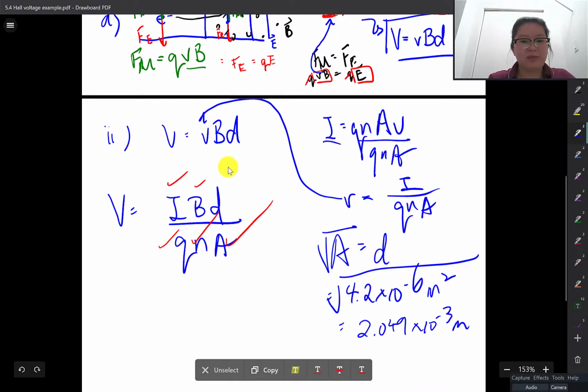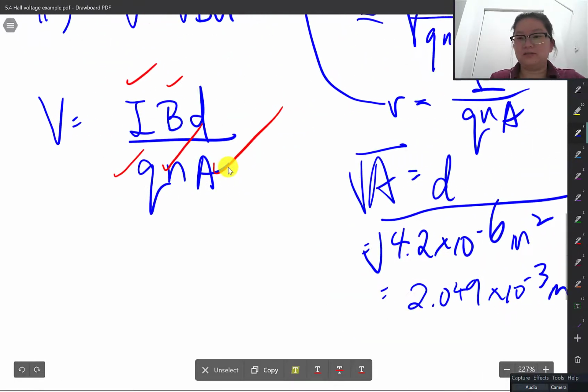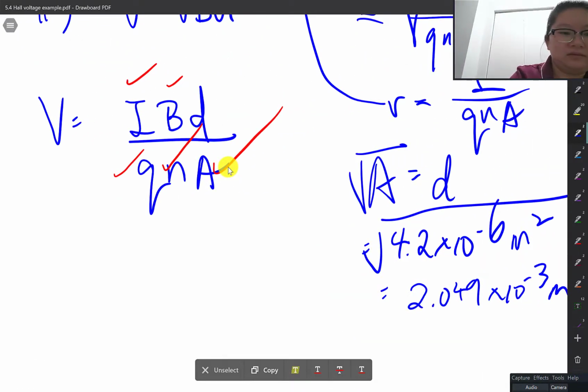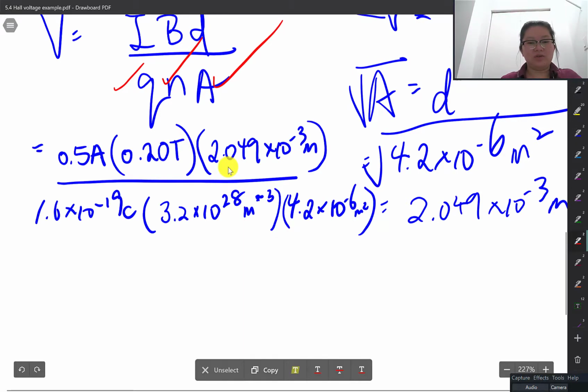So I'm going to basically do the substitution. Let me just write everything down here. So here we have all of our numbers: the current, the magnetic field, the distance of separation, the charge of an electron, the number of electrons per unit volume, and this cross-sectional area. So let's just put all the numbers in.